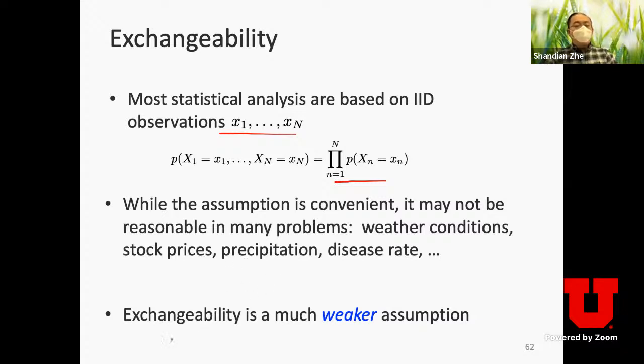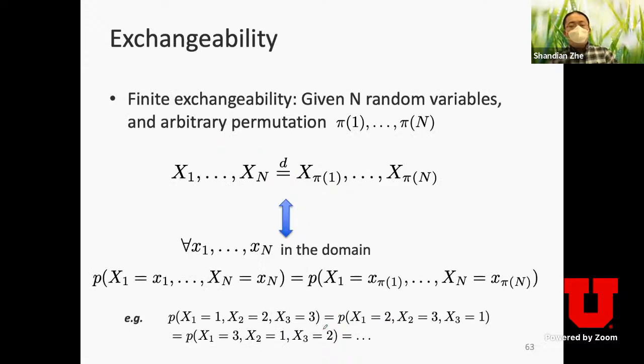In such cases, how can we model them? Exchangeability gives you a much weaker assumption. It can account for those strong dependencies between the random variables, while still giving you some nice properties for computation. So what is exchangeability?